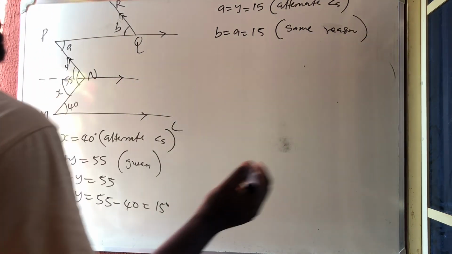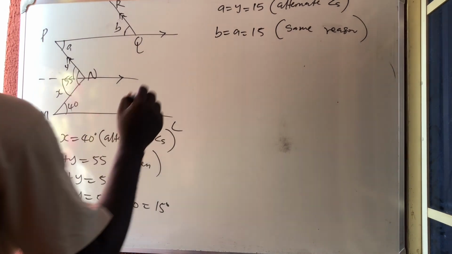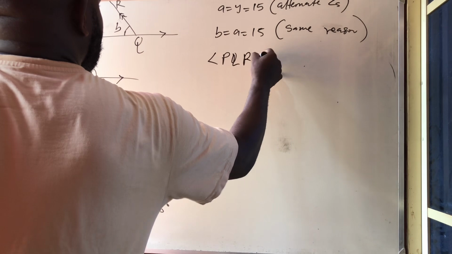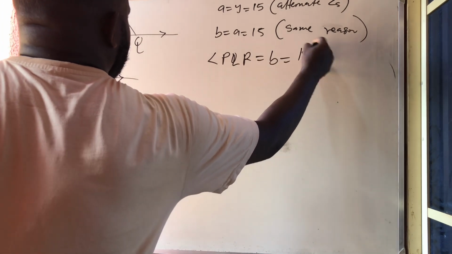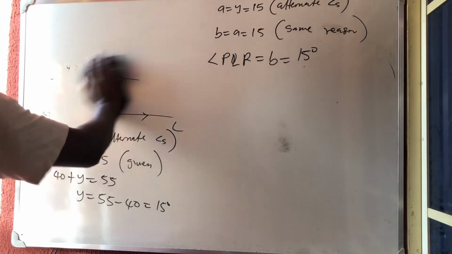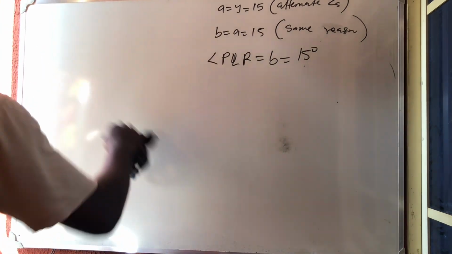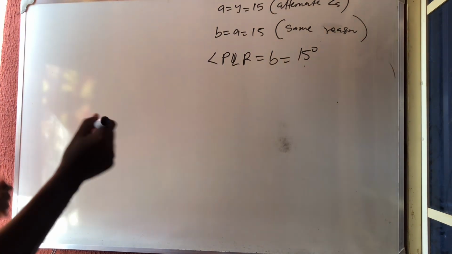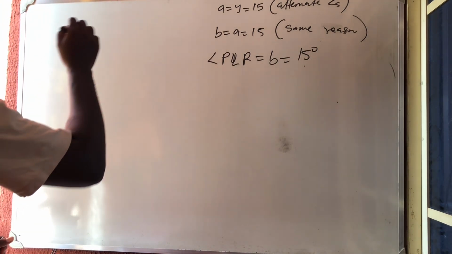As simple as that. And we've gotten our B. They say we should find angle PQR, which is equal to B and is equal to 15 degrees. As simple as that. See the way we are eating the questions, because this is the simplest and the cheapest question you can see in exam. So we'll look at the next one.